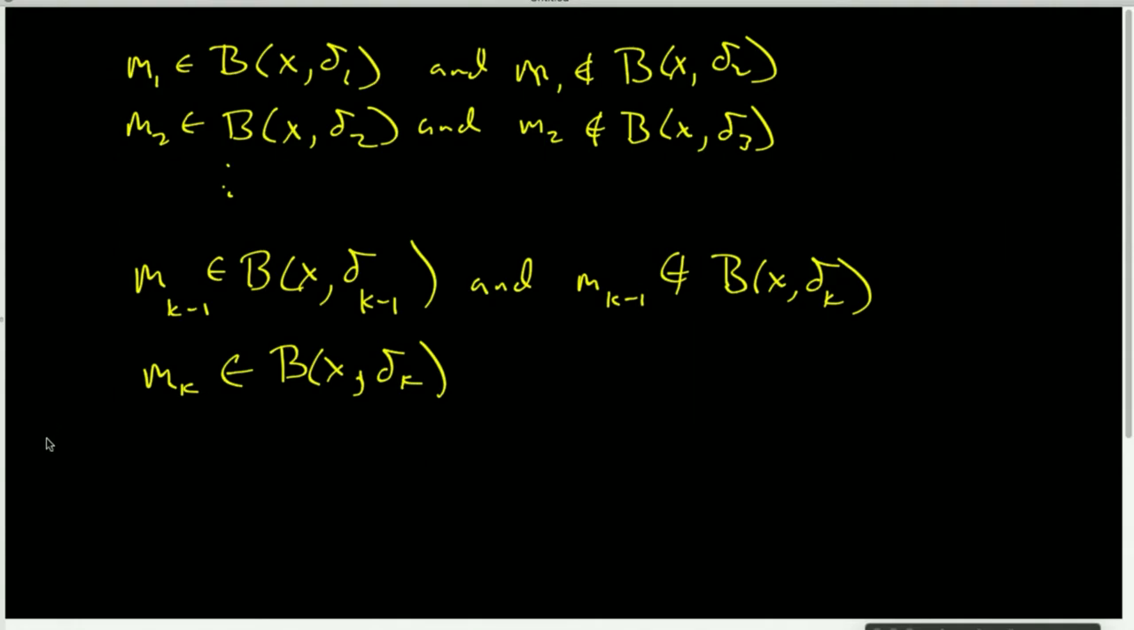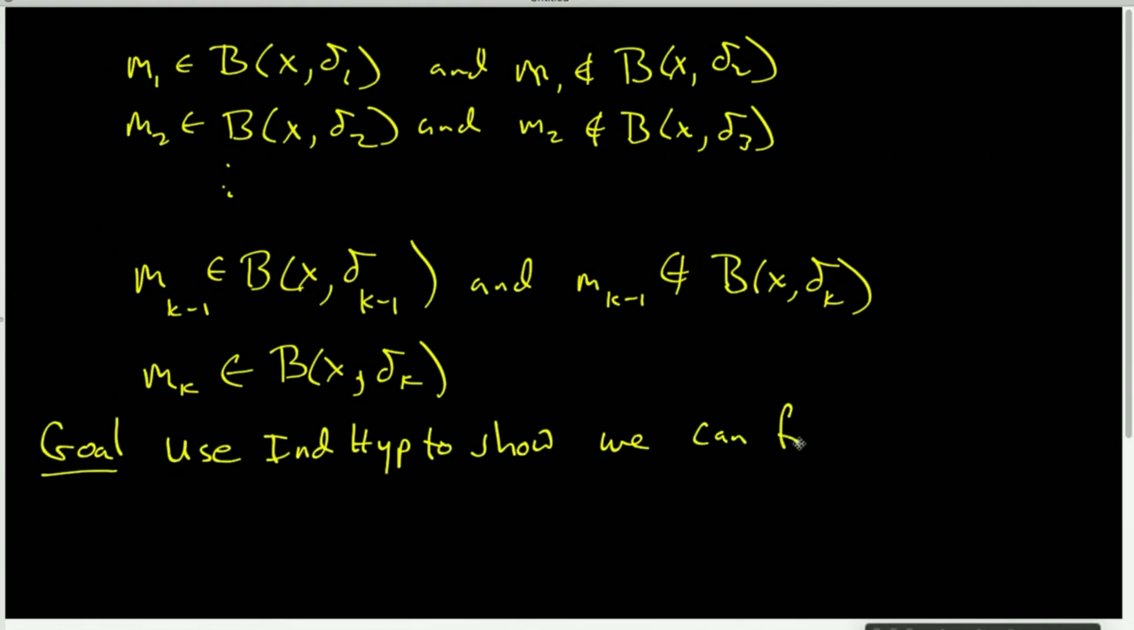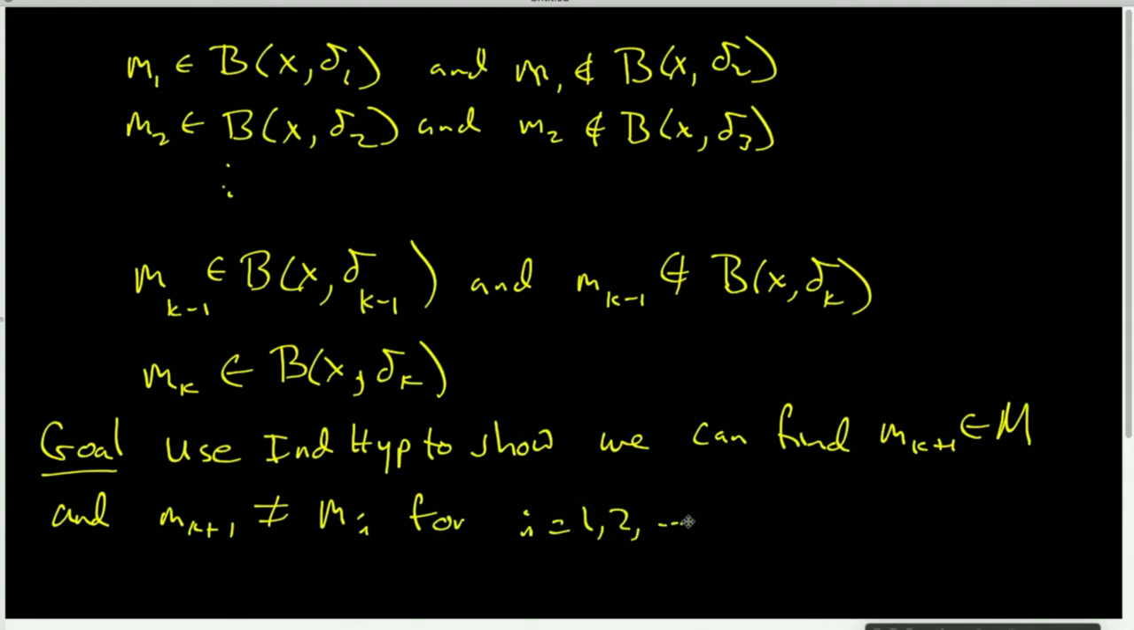That's the end of our induction hypothesis. The goal is to use that nasty induction hypothesis to show we can find an M_{k+1} that belongs to M, and M_{k+1} is not equal to any of our previous M's. So it's not equal to M_i for i equal 1, 2, all the way up to k. So that's what our goal is.